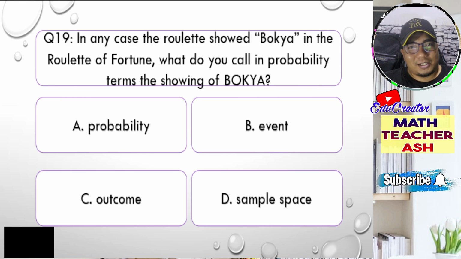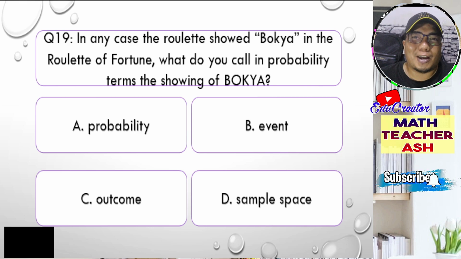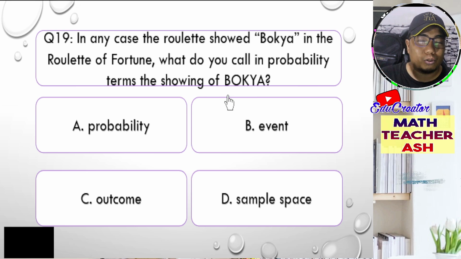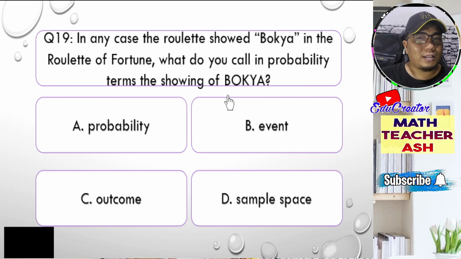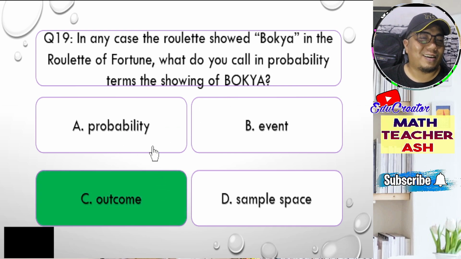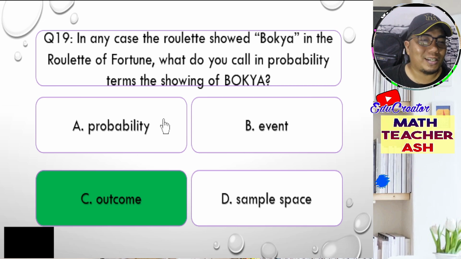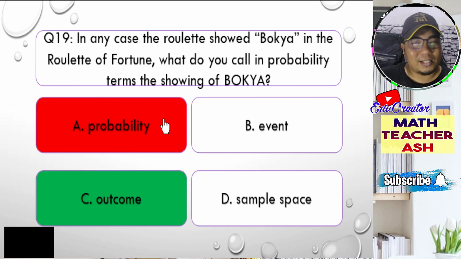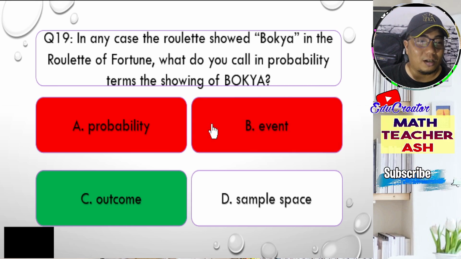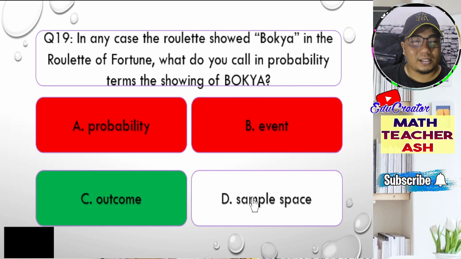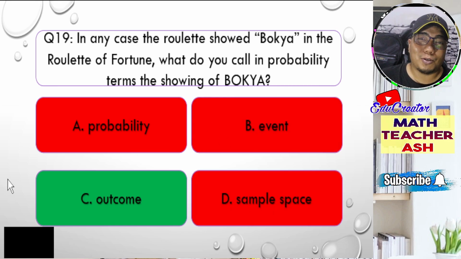Okay, math learners, this is just an application of your vocabulary skills. Why? Because here the scenario says about the result that shows bokya. Now, in the vocabulary of probability, the term result is referred to as outcome. So the correct answer for this question is letter C. Probability is the chances. Event is the whole scenario. The sample space is how many scenarios we have. I hope you got that one, my dear math learners.